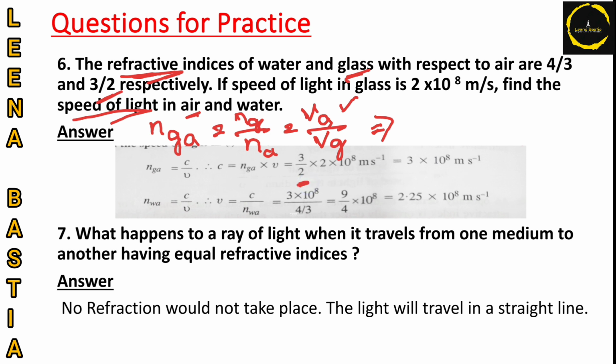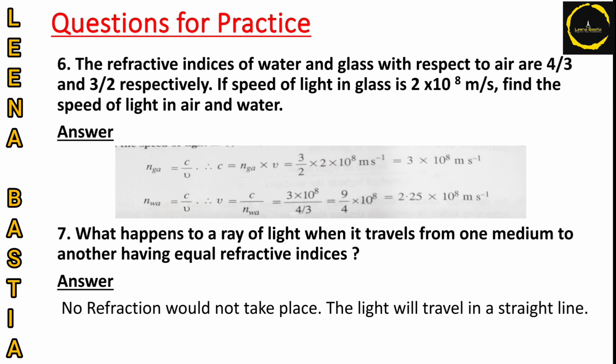3 by 2 equals Va, which we have to find, by the speed of light in glass. It has been given, that is 2 into 10 to the power 8. Just cross multiply it and you will get Va. So 3 by 2 into 2 into 10 to the power 8 meter per second. Now calculate it, you will get this much. We already know the speed of light in air is 3 into 10 to the power 8, but we have to show it.